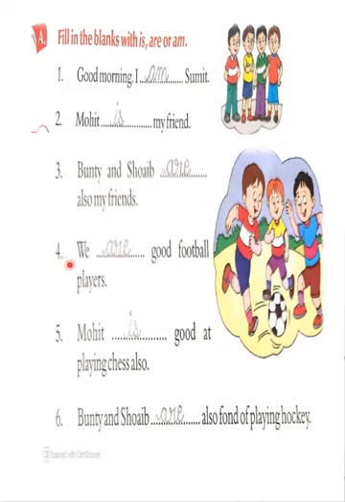Fourth, we dash good football players. So we means many, but in that I am counting myself also. So we is a plural pronoun. So with this plural pronoun, we are going to use are. We are good football players.